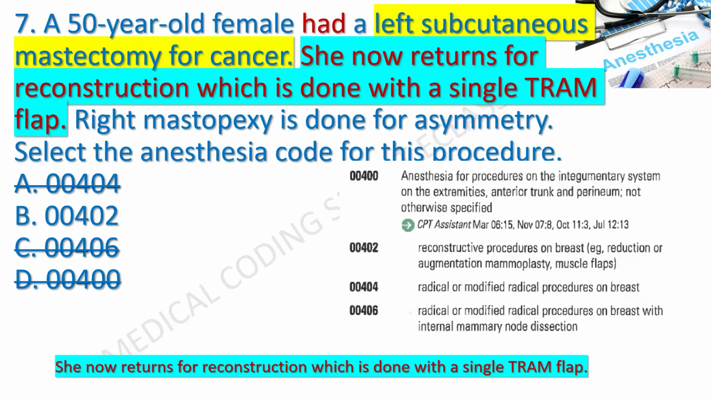A 50-year-old female had a left subcutaneous mastectomy for cancer. She now returned for reconstruction, which is done with a single TRAM flap. Right mastopexy is done for asymmetry. So here, this is a reconstruction procedure with a flap. So reconstructive with TRAM or any flap, we have only one code here, that is 00402.